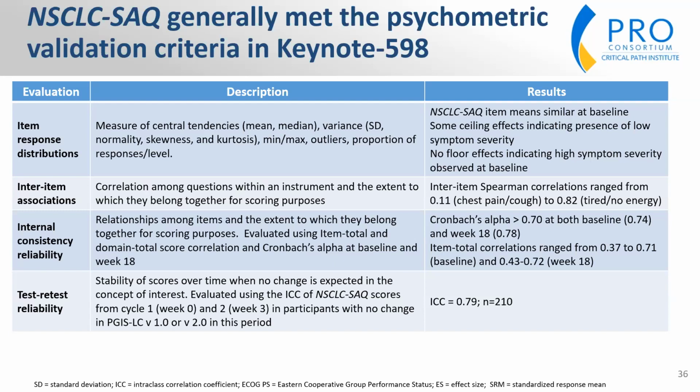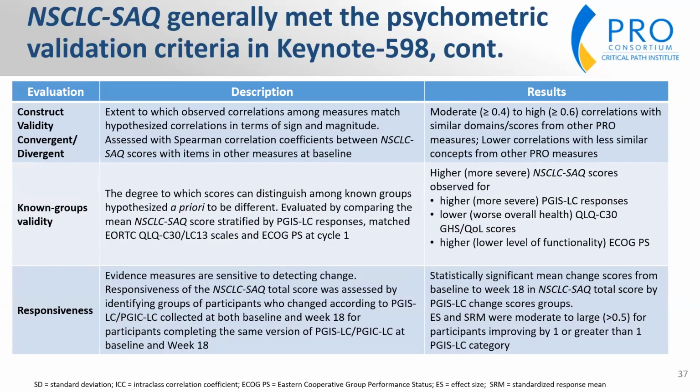We had inter-item associations, which ranged, as you see here on the left-hand side, from very low 0.1 to 0.82. The internal consistency reliability was above 0.70, as we had pre-specified, and the test-retest reliability between week 0, cycle 1, and cycle 2, which was week 3, for participants who reported no change was 0.79. So again, an acceptable test-retest reliability coefficient. We also assessed different levels of validity: construct validity, convergent and divergent validity.